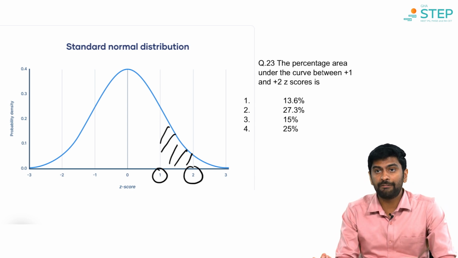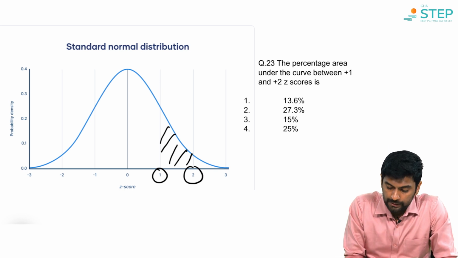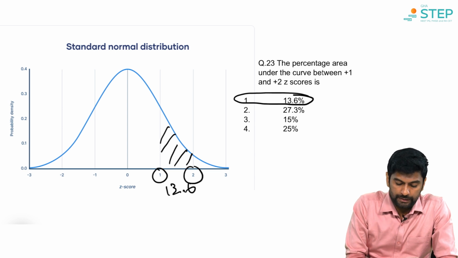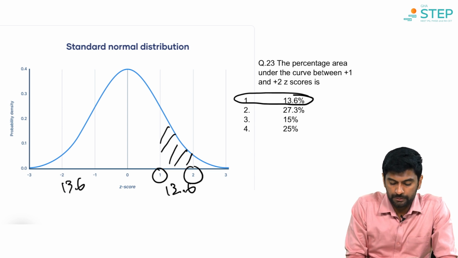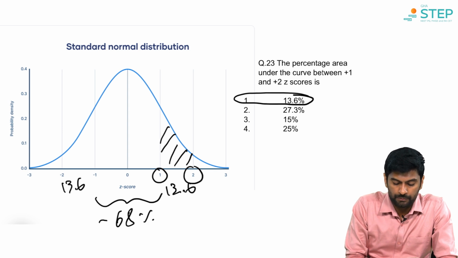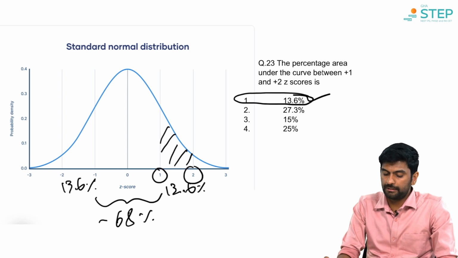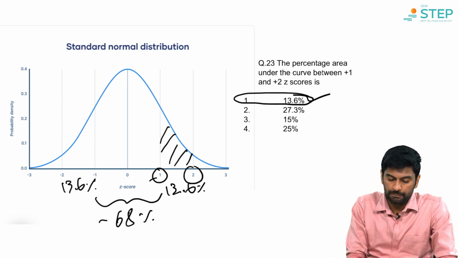So, you're going to be having correct answer as 13.6 for one quadrant here, 13.6 and another 13.6 here, and this entirely is 68, approximately 68%, right? So, the correct answer is going to be 13.6% between +1 and +2.